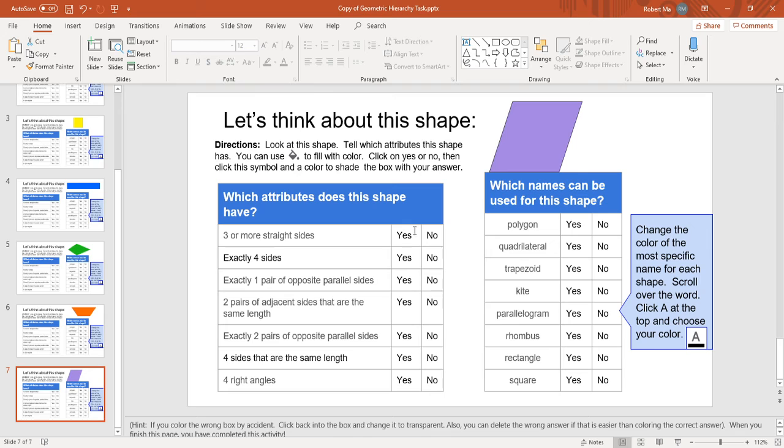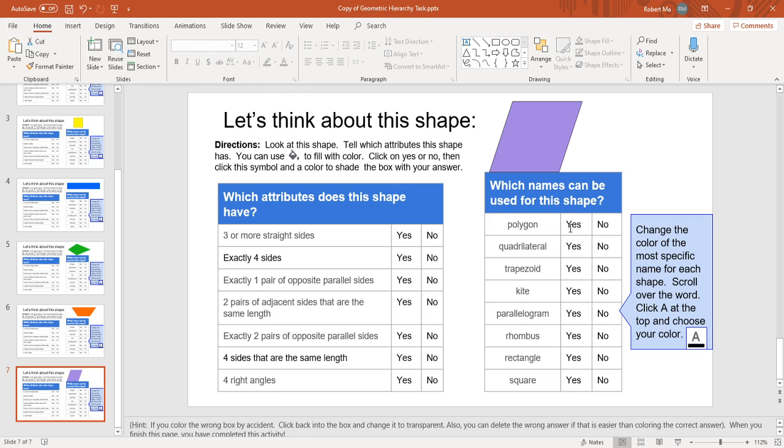3 or more straight sides. Yes. Exactly 4 sides. Yes. Exactly one pair of opposite parallel sides. No, because there's 2 pairs. 2 pairs of adjacent sides that are the same length. Yes, because all 4 sides are the same length. Exactly 2 pairs of opposite parallel sides. Yes. 4 sides that are the same length. Yes. 4 right angles. No. So it is a polygon.